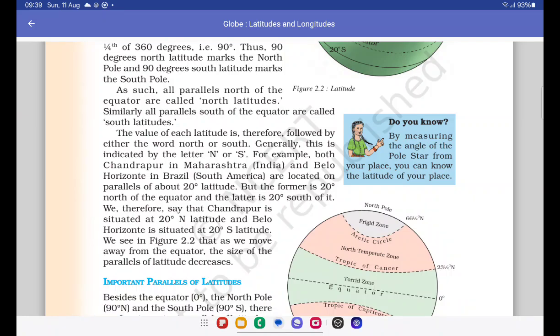And the distance between each line is 1 degree. So there are basically 90 lines towards the South Pole and 90 lines towards the North Pole. Okay, and the distance between them is 1 degree. And how would you define it? I mean, 1 degree is not basically a distance, right? But this does become a distance when it's actually calculated through the sun's rays.